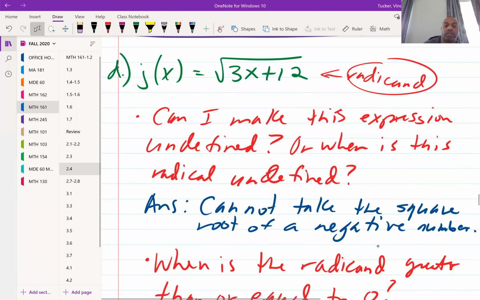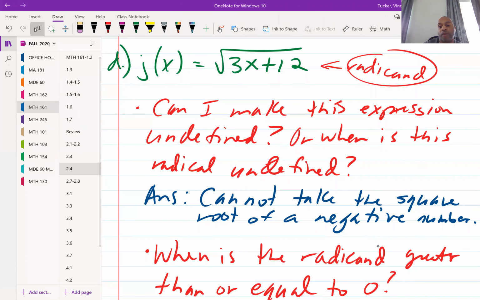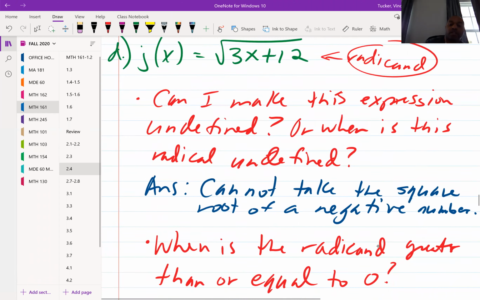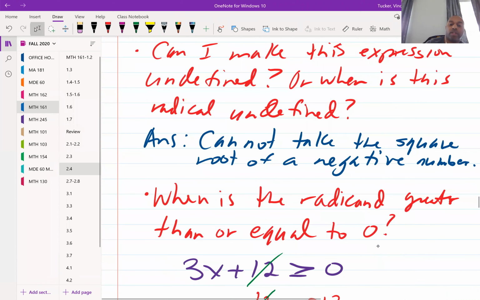So then we want to say to ourselves, when is the radicand greater than or equal to 0? The radicand is what's under the radical, so 3x plus 12 is the radicand. Whenever you have the square root of something, you take the radicand and set it greater than or equal to 0. We say or equal to, because you can take the square root of 0. 0 times 0 is 0.